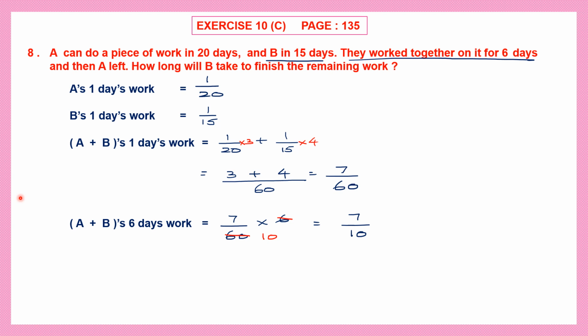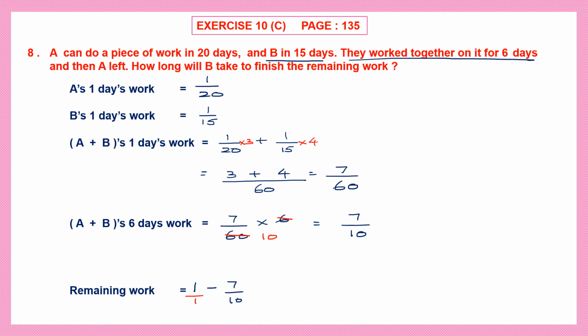They worked together, but the work is not over. They worked on it for 6 days and then A left. So now we need to find the remaining work first and then see how long B will take to finish the remaining work. So the remaining work, always we have to take the total work as 1, and 1 minus A's and B's 6 days' work. So minus 7 by 10. So this we can give the denominator 1.